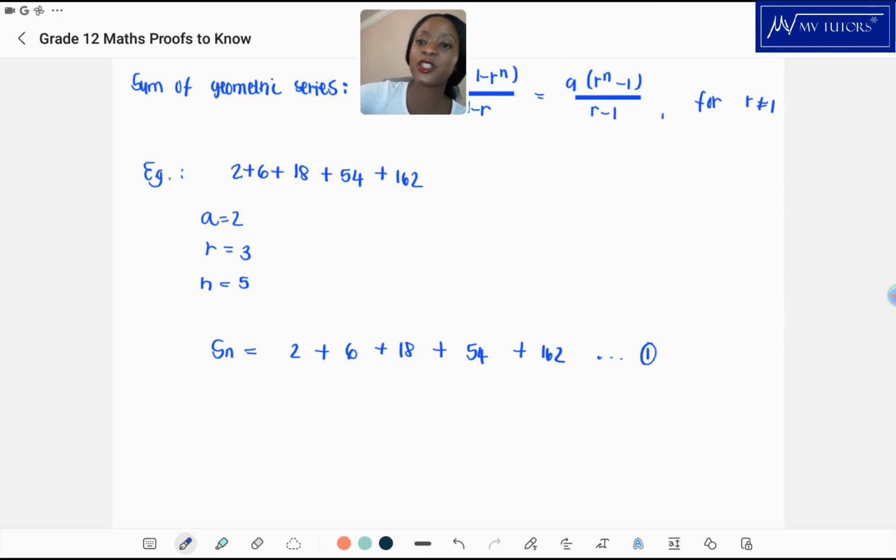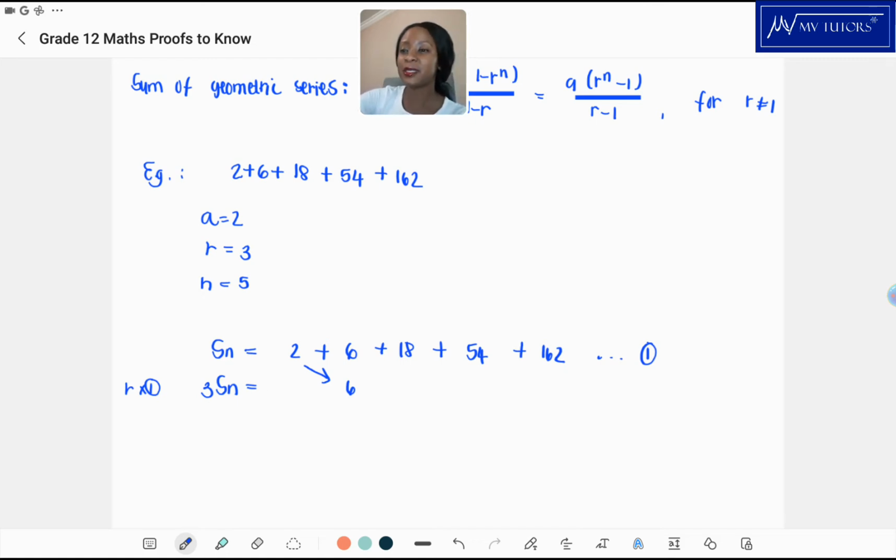For us to get equation 2, we are going to multiply all these values by 3, because our common ratio is 3. So we're actually going to say r times equation 1. So our r is 3. And then we are going to shift. I know that 2 times 3 would be 6, so I'm going to write the 6 there. So we're going to shift to the right, and the reason why we do that is so that when you start subtracting, things cancel nicely.